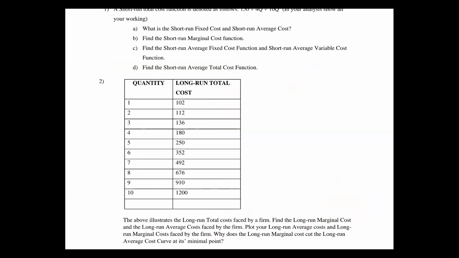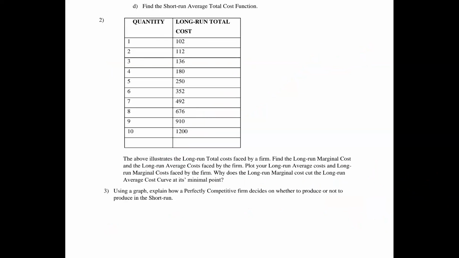Right. Using perfect competition, explain how a firm decides whether to produce. Okay. Now the conversation will be continued.